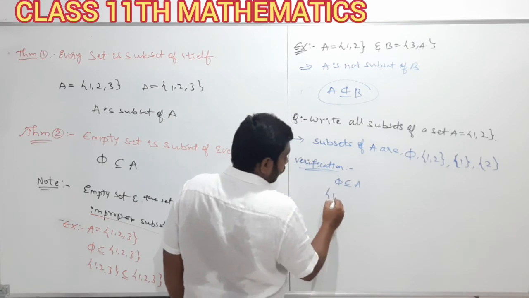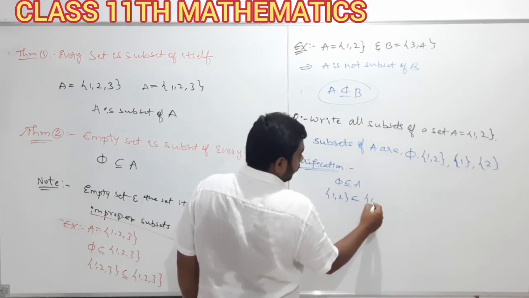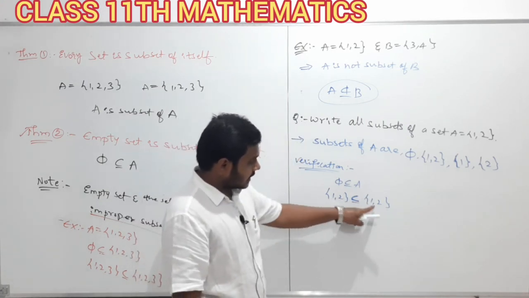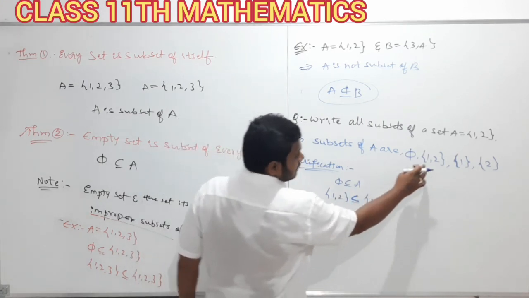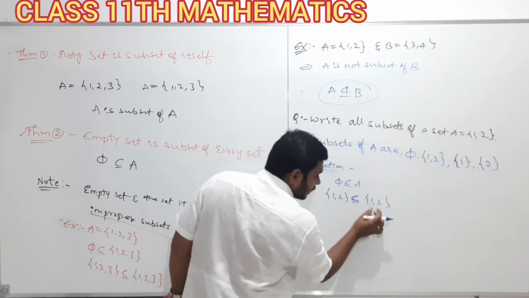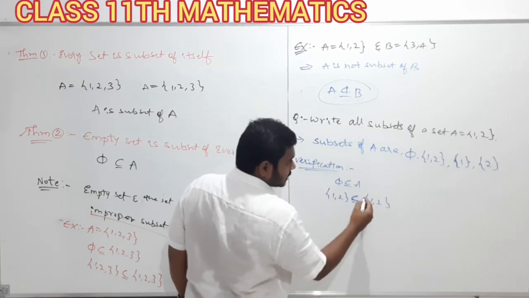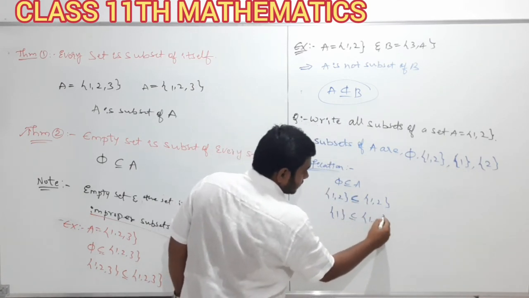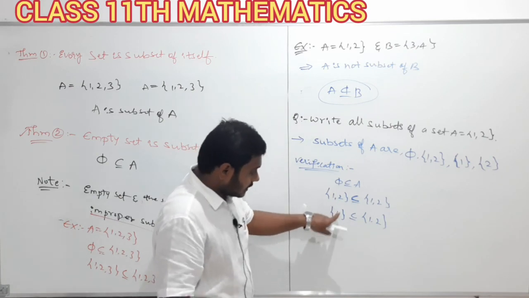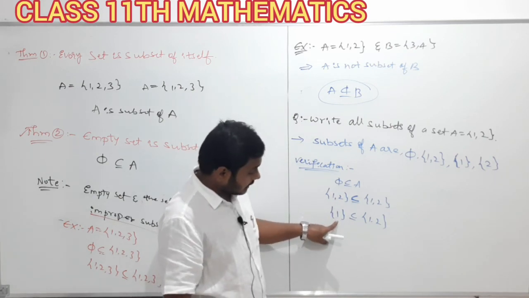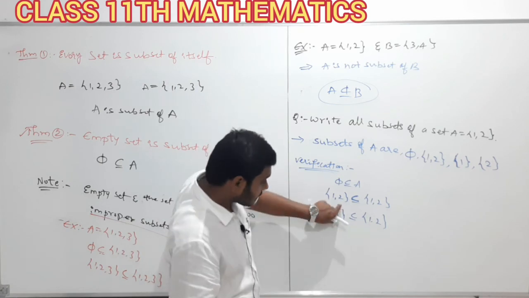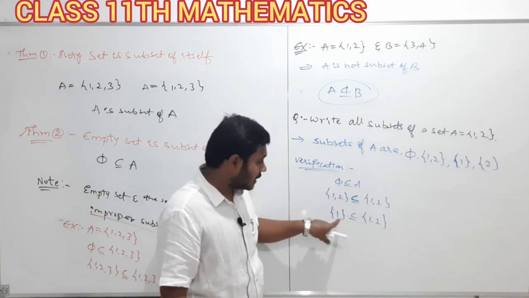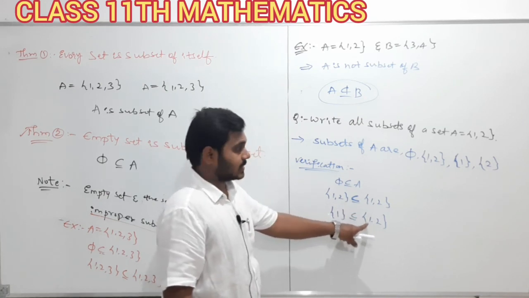And this, my dear students, {1, 2} is a subset of {1, 2}. Am I clear? Every element is there: 1 is here, 1 is here, 2 is here, 2 is here. So therefore, this set is a subset of the given set {1, 2}. And next, this set, if I take {1}, this is also a subset of this, because in this set, whatever elements are there, those elements must be in this set. Then we can say that this set is a subset of this. The element 1 is here, and 1 is here also. So therefore, this set is a subset of the set {1, 2}.